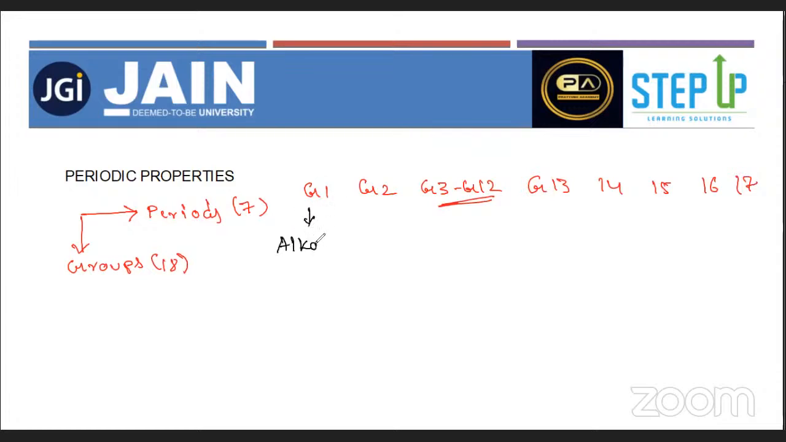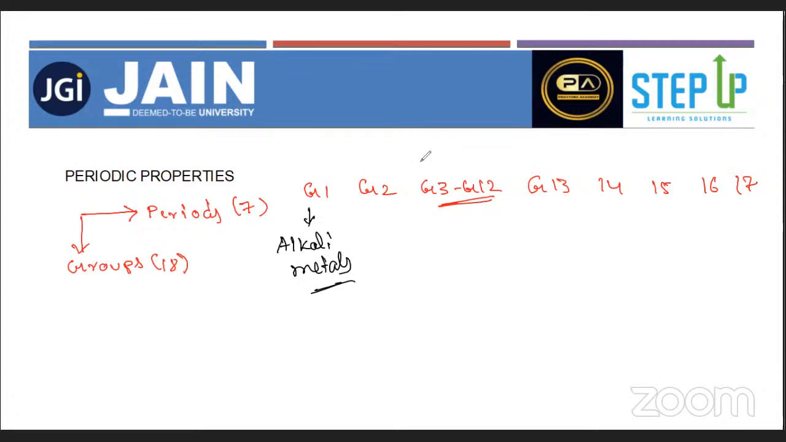This is known as alkali metals. These are metals because they have plus valency. Why are they alkali? Because they form a solution which is alkaline in nature. See, there is a difference between base and alkali. Water soluble bases are known as alkali.